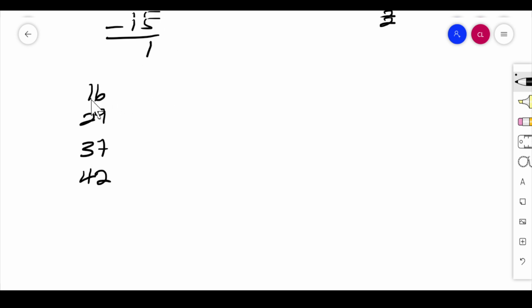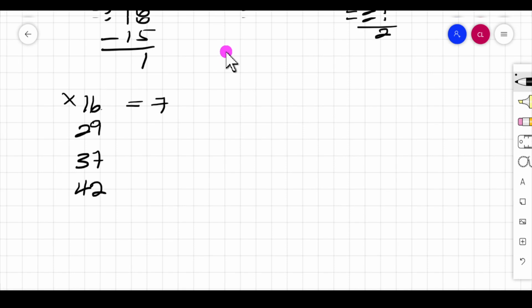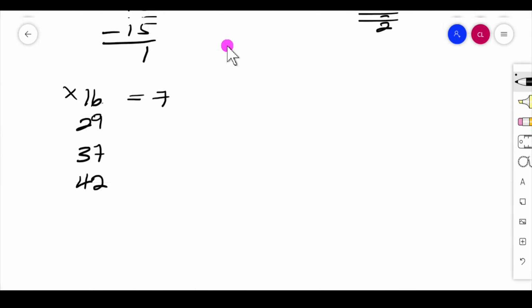So if we were to add the digits 1 and 6, we would get 7. Now 3 can't go into 7 without leaving remainder. So we already know that this couldn't work. So I did not have to do all of this division up here to find out whether it could work. If I know the divisibility rules, it would save me all of that work.